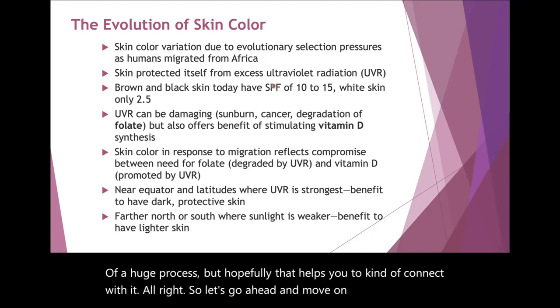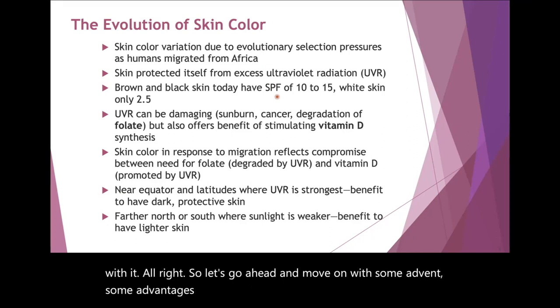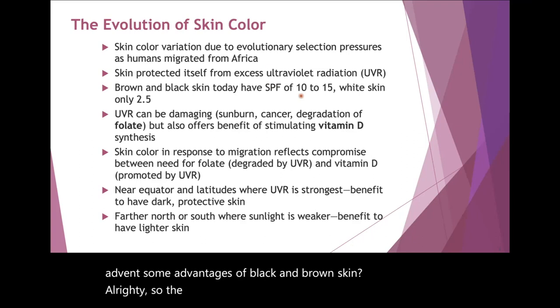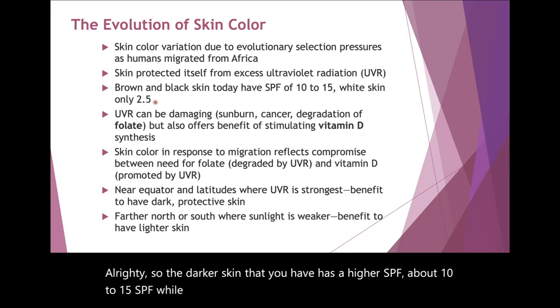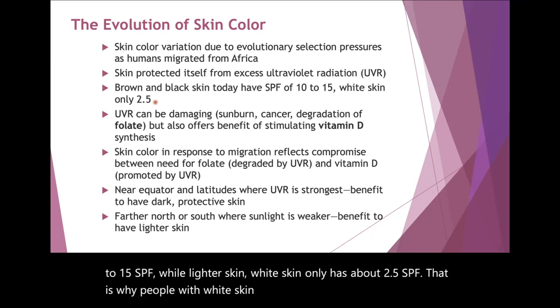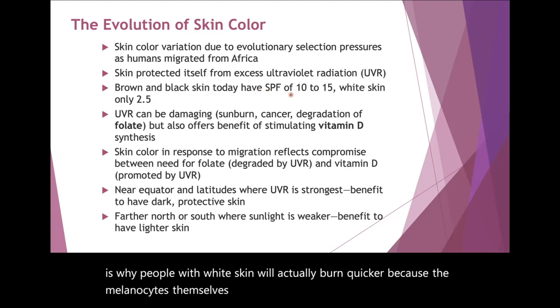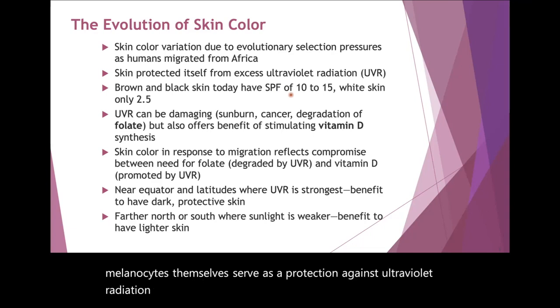What are some advantages of black and brown skin? All righty, so the darker skin that you have has a higher SPF, about 10 to 15 SPF, while lighter skin, white skin, only has about 2.5 SPF. That is why people with white skin will actually burn quicker, because the melanocytes themselves serve as a protection against ultraviolet radiation and protect the DNA in the cells from getting damaged.